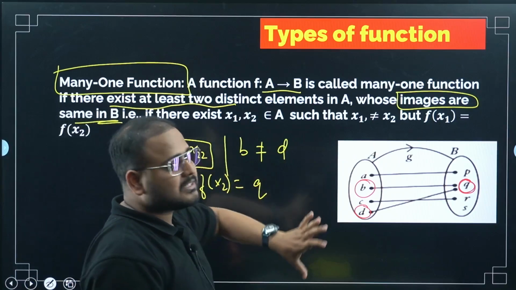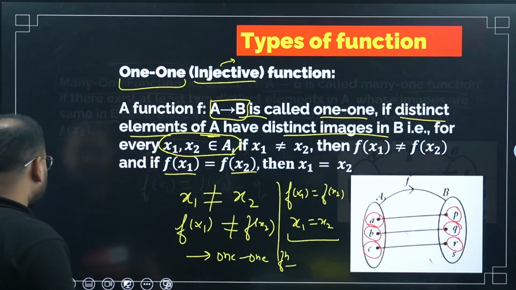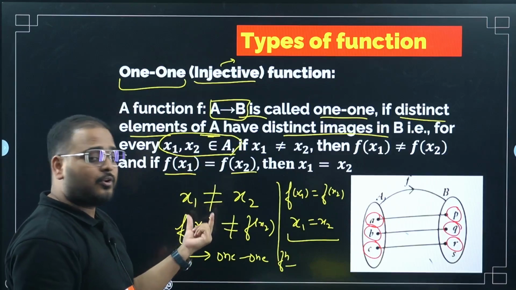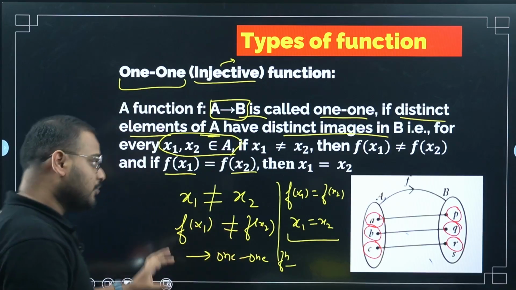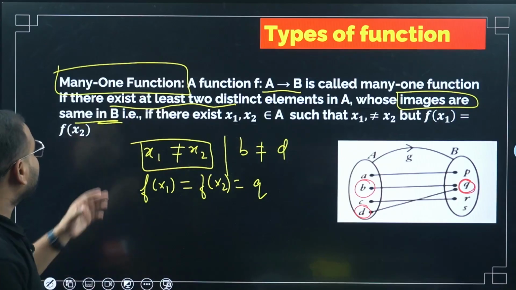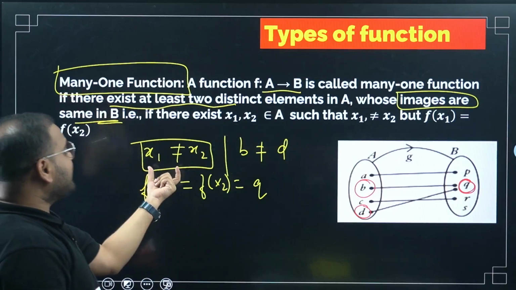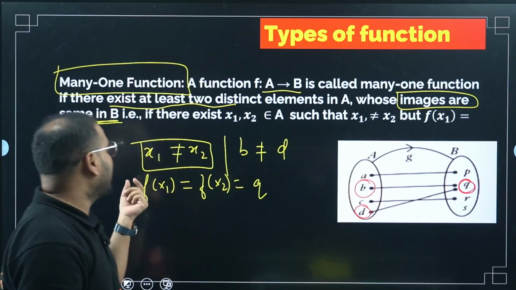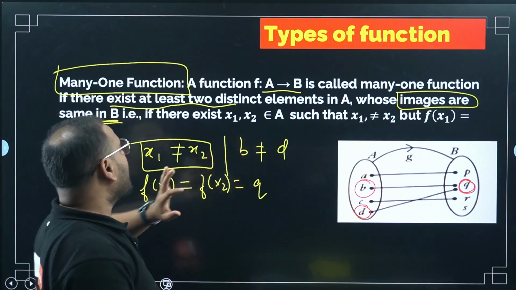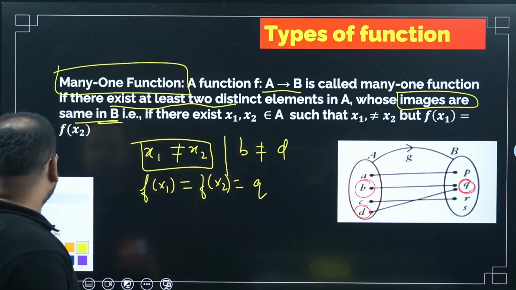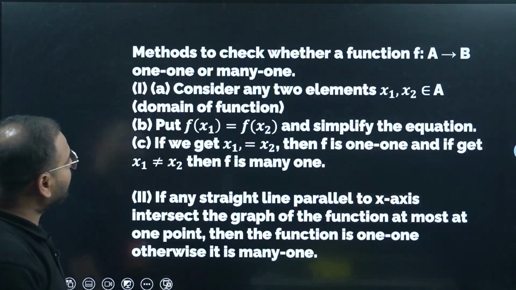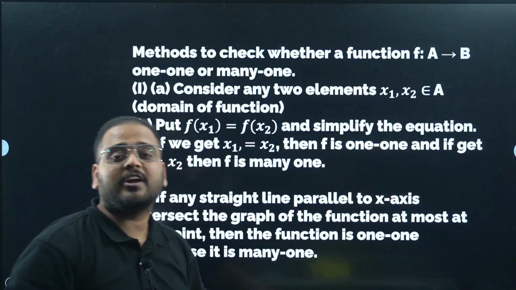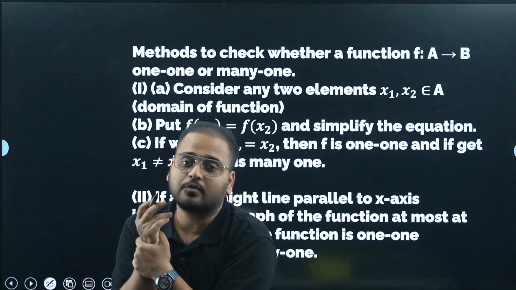Whenever this happens, we will say many one. See, in the previous case, when x1 was not equal to x2, f(x1) was not equal to f(x2). So this is one-one, or injective. In case of many one, even though x1 and x2 are not equal, f(x1) and f(x2) are equal. So many one.